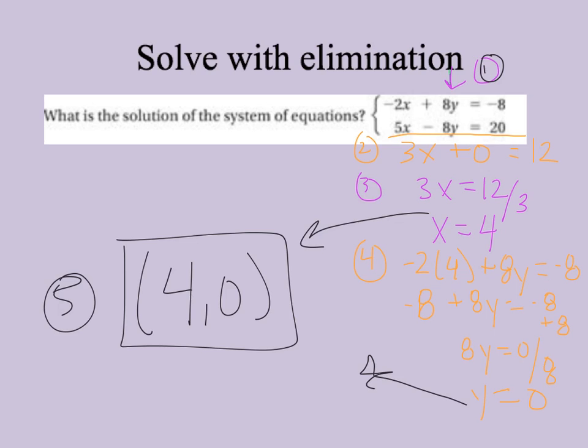Second step, when I added them together, I would get 3x plus 0 equals 12. Then I solve for x, which would be x equals 4. You plug it back in, it doesn't matter which equation, you get y equals 0. And then my fifth step is to write it as an ordered pair.